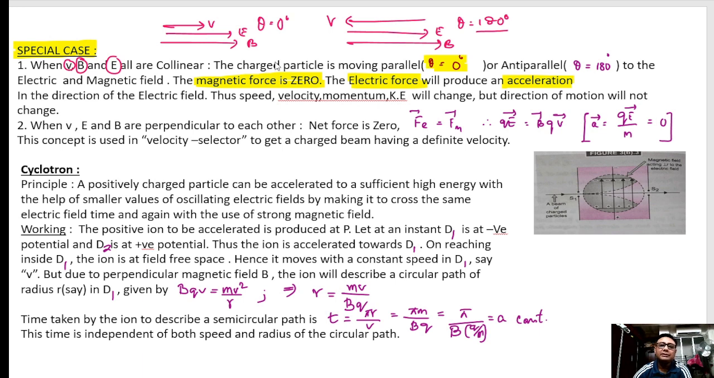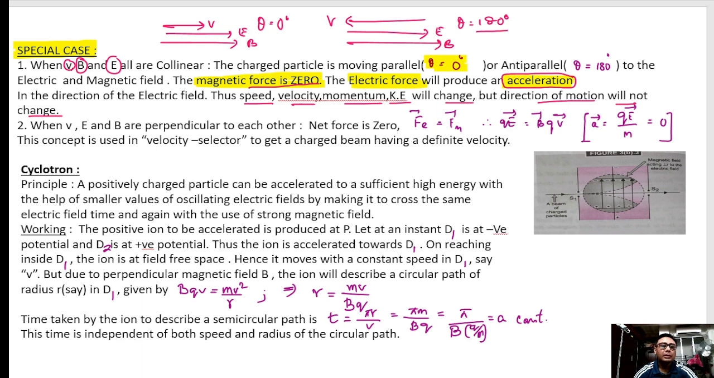But if the particle is traveling parallel to B, the magnetic force will be 0. Speed, velocity, momentum and kinetic energy will change because there will be an acceleration due to the electric field, but the direction of motion will not change because the particle will continue to move in the direction of E.